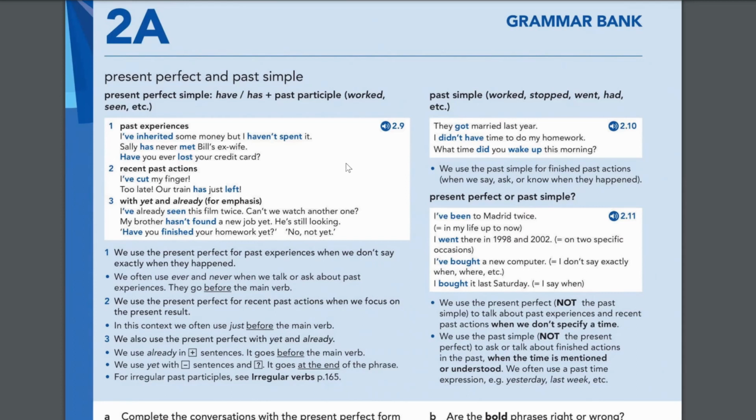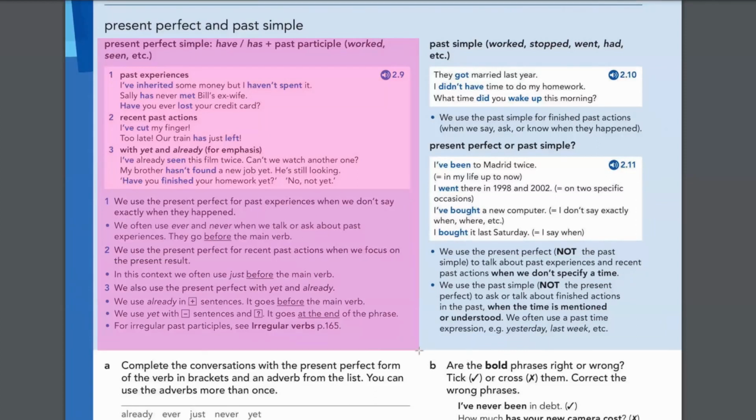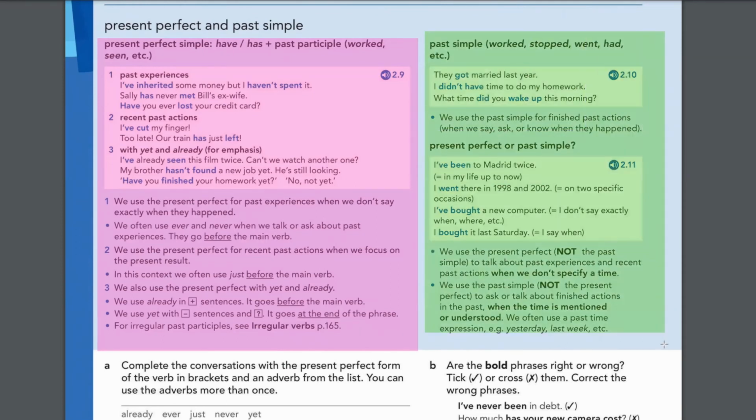So present perfect, past simple. As you can see, the explanation has been divided into two clear sections. The first one is this, as you can see, right? And then we have got, let me just choose a different color, this section. So the first section talks about present perfect simple, and then the second section is about past simple.